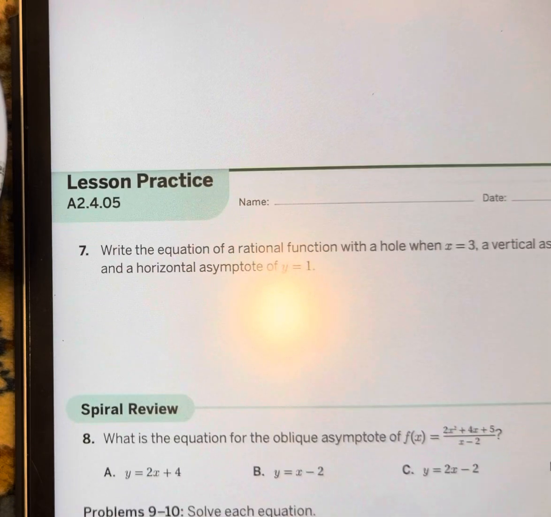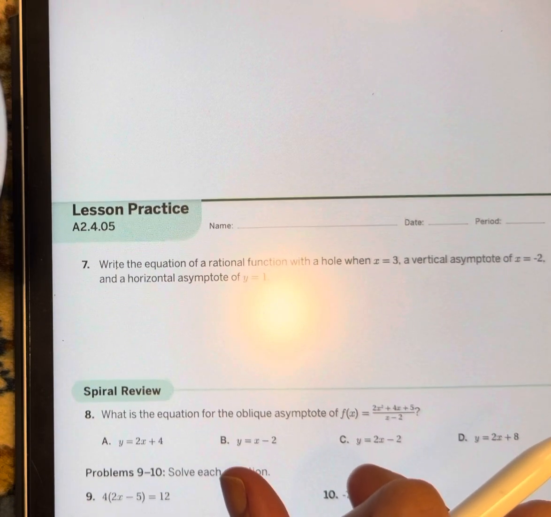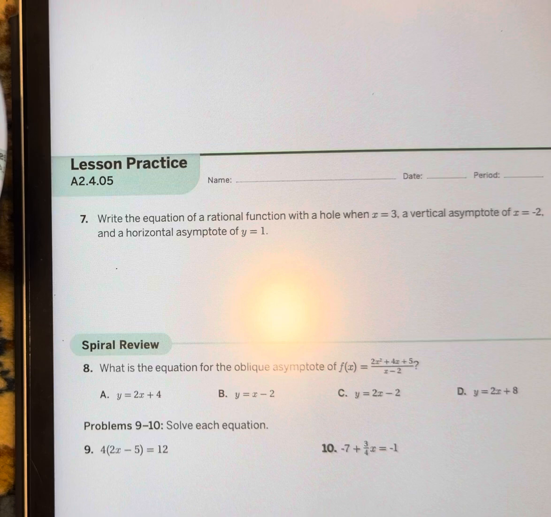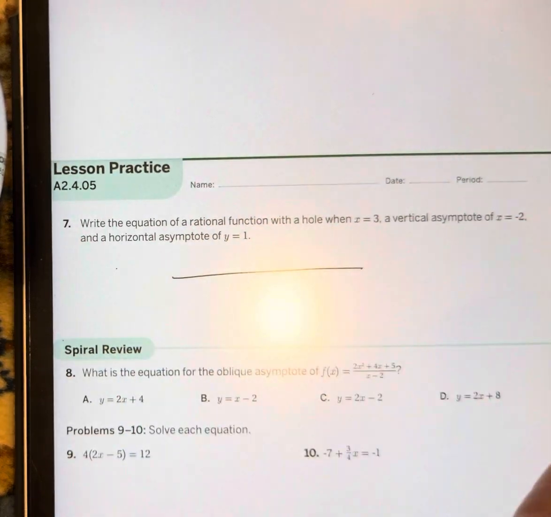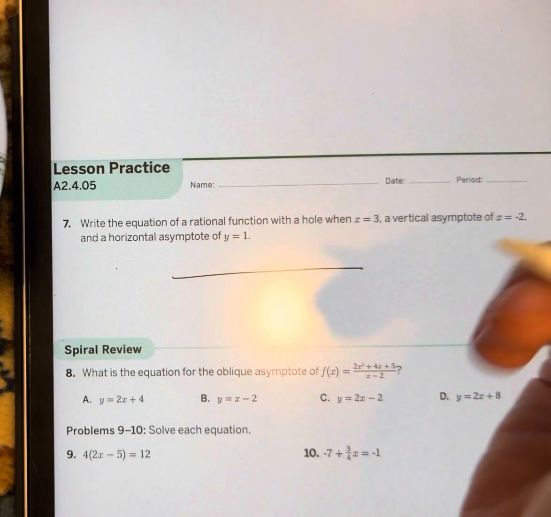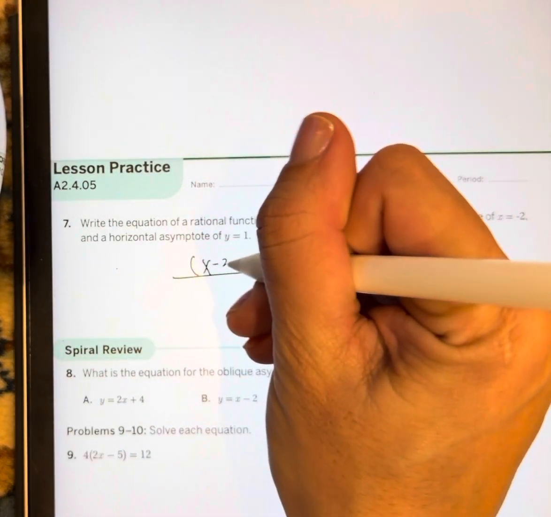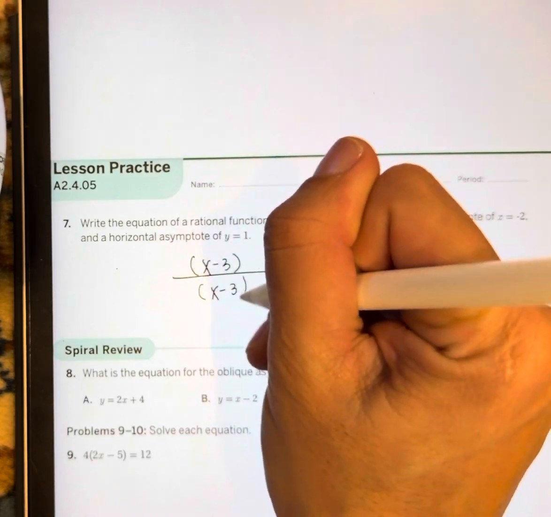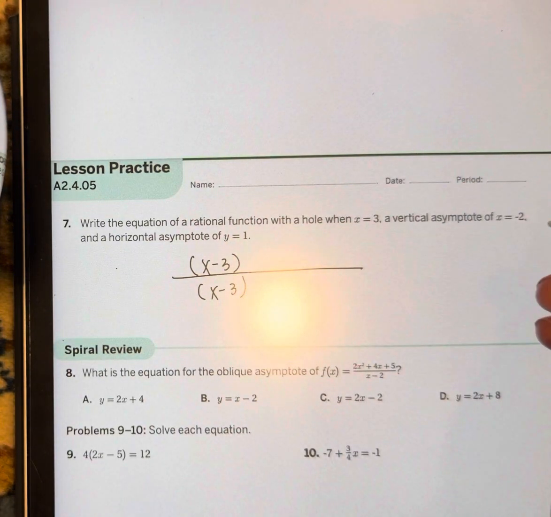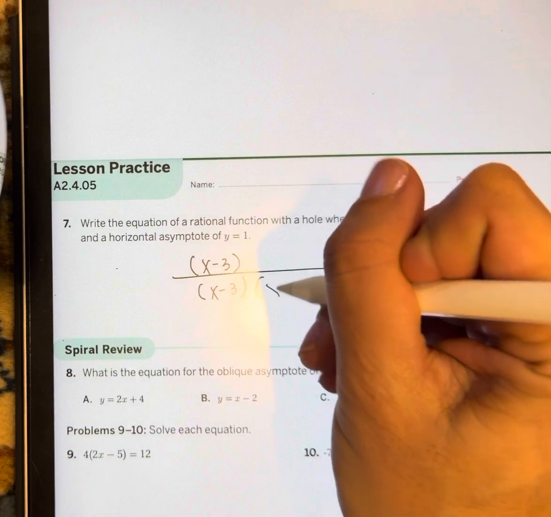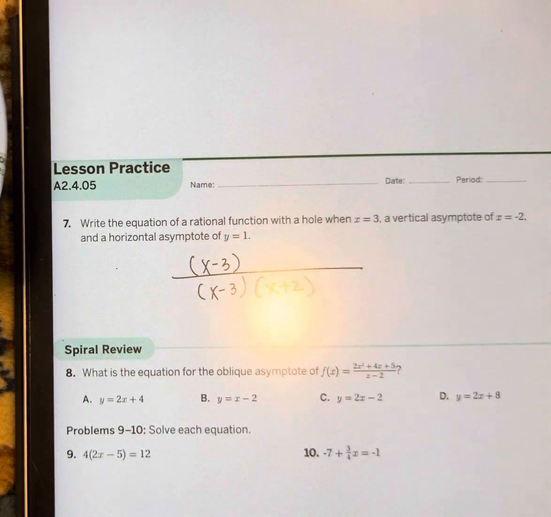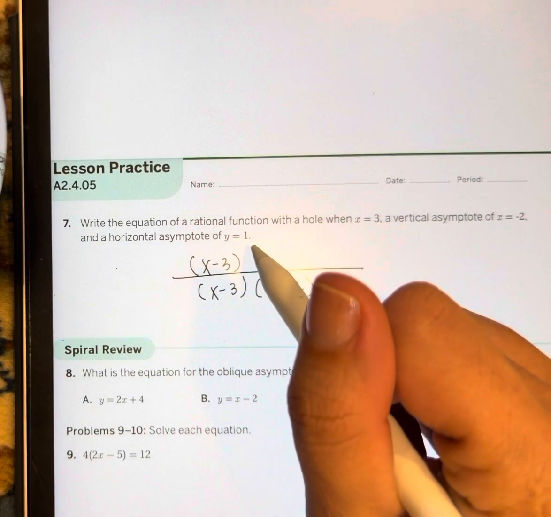And lastly, write the equation of a rational function with a hole at 3, a vertical asymptote at negative 2, and a horizontal asymptote at 1. Okay, let's go see it. Hole at 3, so x minus 3 on top, x minus 3 on the bottom. A vertical asymptote at negative 2, so x plus 2 on the bottom. And I want a horizontal asymptote at 1.